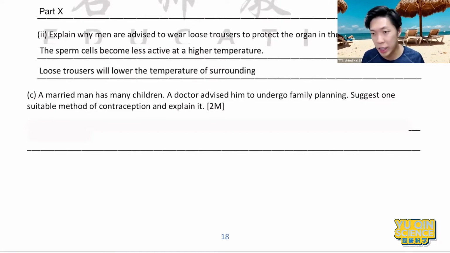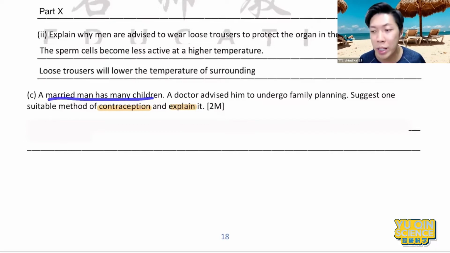Right, question C. A married man has many children. Doctor advised him to undergo family planning. Suggest one suitable method of contraception. Okay, this is about contraception. There are so many ways of contraception. By the way, contraception means birth control. Like, enough already, I don't want a baby anymore. I don't want to have children for the rest of my life, for example. That's called contraception.